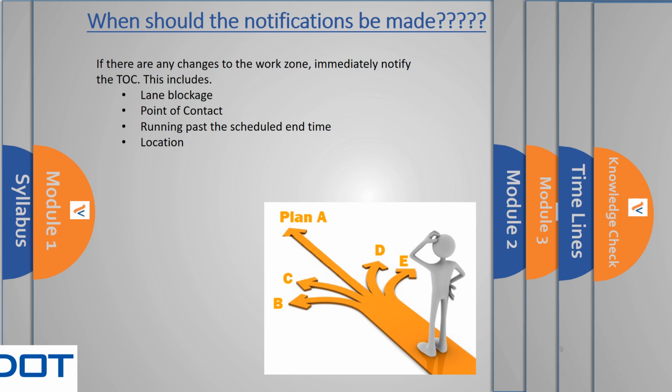There are also times in the middle of a work zone where you may need to notify the TOC. Some of these times may include if the lane blockage changes. This will allow the TOC to update the VA traffic entry for you, as well as changing any changeable message signs for you. If the point of contact changes, you want to let them know that as well. This will prevent them from calling a person who may no longer be on site. In addition, if you run past the scheduled end time due to unexpected circumstances, you want to give them a call then as well. Or if you happen to change your location.